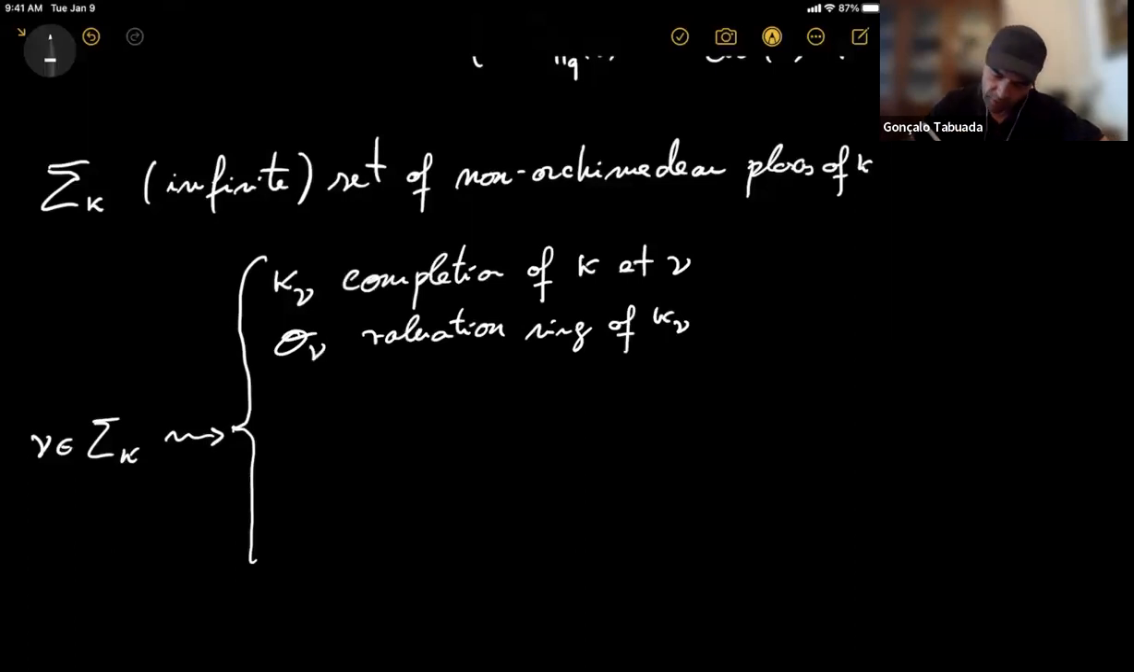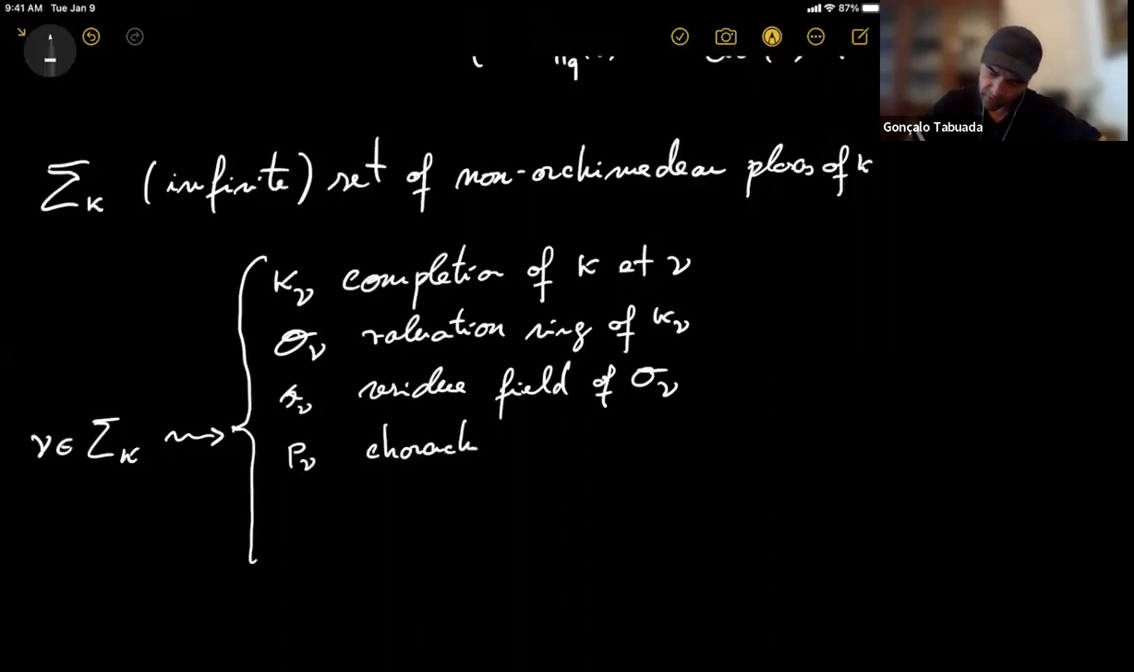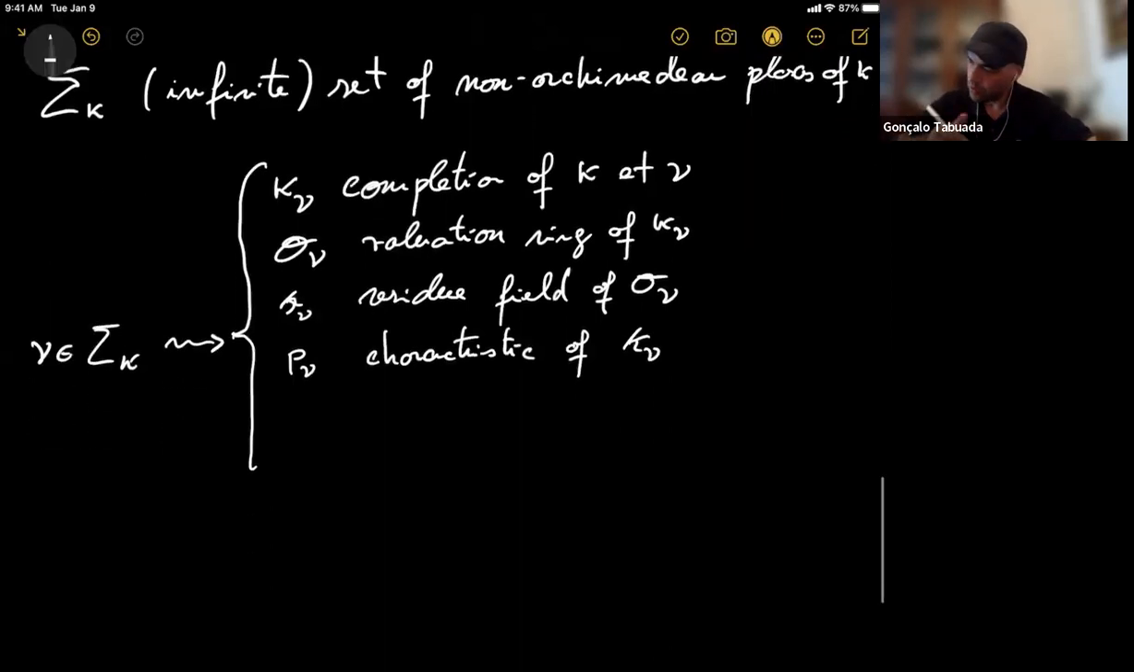Then we can denote by mu the residue field of this local ring. And then we can denote the characteristic of this residue field, which will actually be a finite field. And so, since it's a finite field, we denote the cardinality of this finite field.